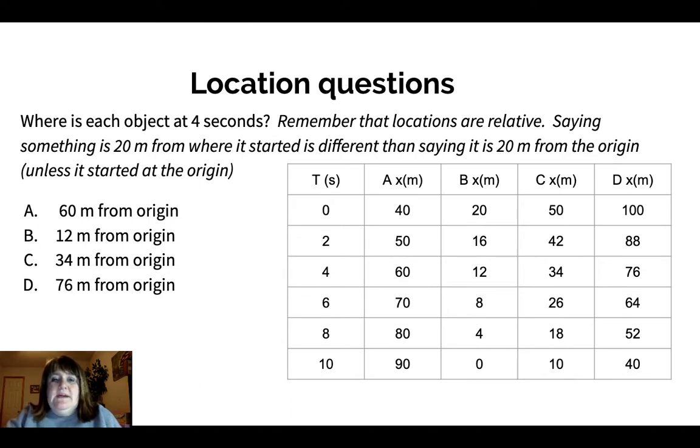So when you read a data table, every time, always state that it is this far from the origin because that's how coordinates work. So object B would be 12 meters from the origin. Object C is 34 meters from the origin, and object D is 76 meters from the origin.